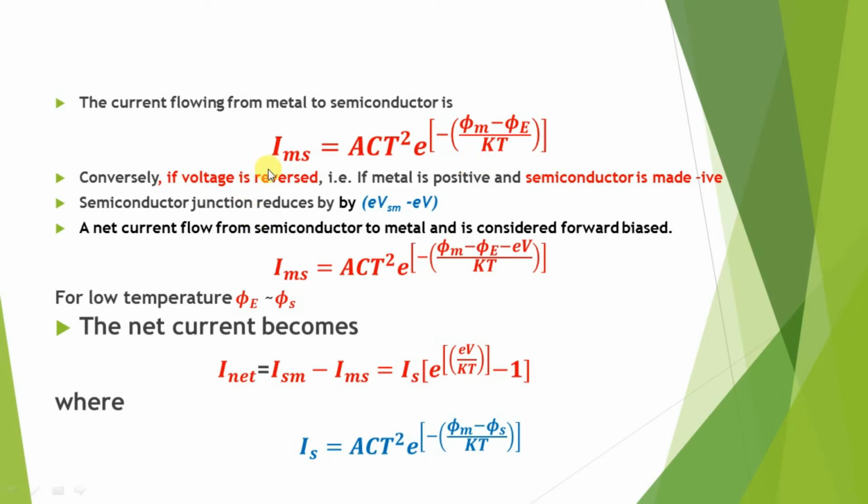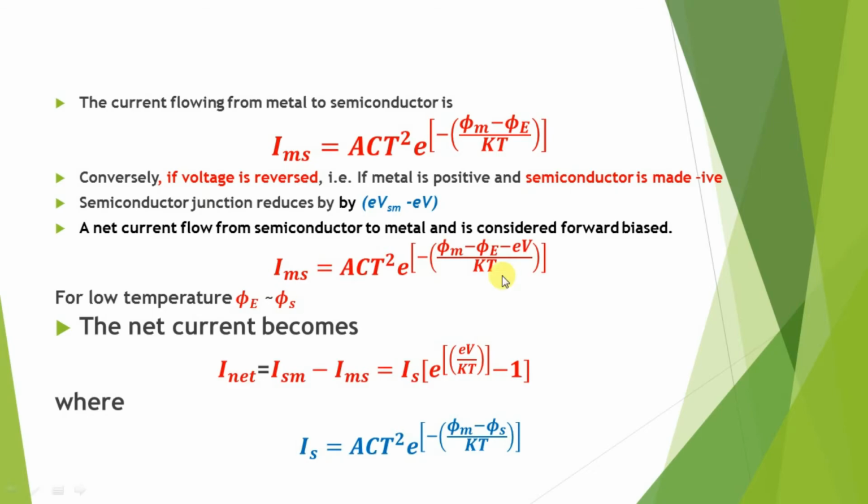However, if you reverse the potential difference, so that the metal is positive and the semiconductor is negative, the semiconductor potential barrier is reduced by this factor eV. This was the original potential barrier, reduced by a factor of eV, where V is the applied potential difference. So a net current flows from the semiconductor towards the metal. This will be I from semiconductor to metal. There is a mistake; this is from semiconductor to metal, I_SM. I_SM is equal to A C T squared exponential of minus the new energy barrier, phi m minus phi e minus eV, over kT.